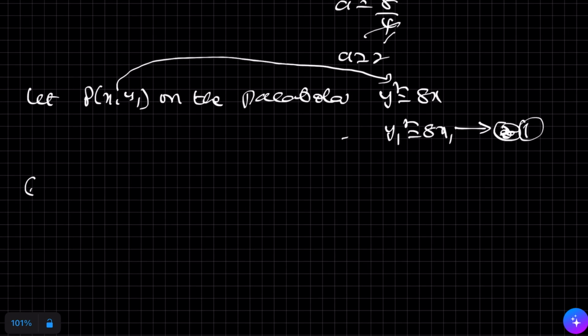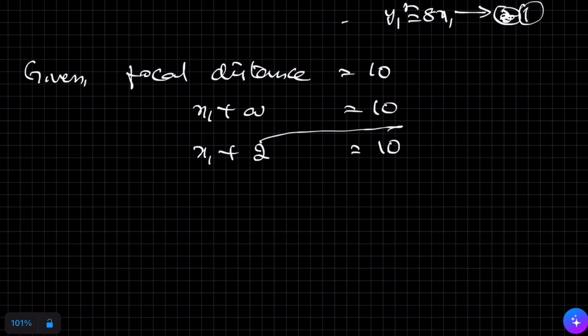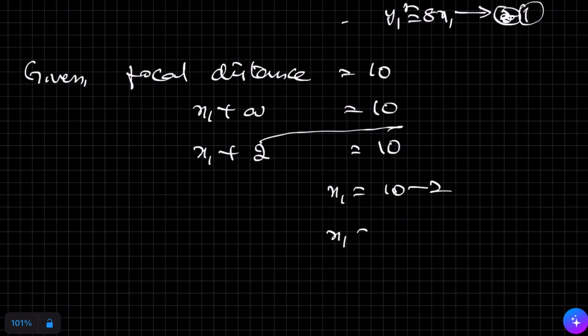Now as per the question, the focal distance is 10. So the formula used to find the focal distance is x1 plus a equal to 10. So x1 plus the value of a, already we know it is 2, so let me take 2 here equal to 10. Now shifting this plus to that side, we'll get x1 equal to 10 minus 2. x1 equal to 8.